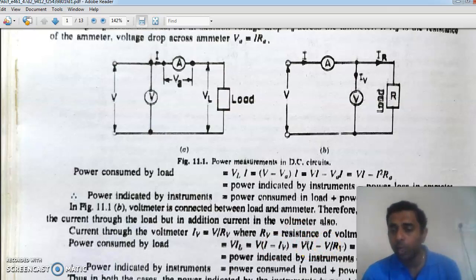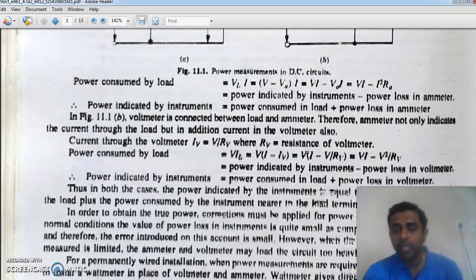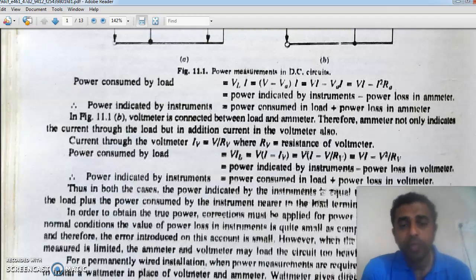Again opening it, you get VI minus the power loss in the voltmeter. So what I'm telling is that the power consumed by the load is actually equal to the power indicated by the instruments minus the power loss in the meter. Or, the power indicated by the meter is the power consumed by the load plus the power loss in the instrument. So there are differences in the two connections, but when the output is very large, this small consumption by the instruments is negligibly small. But if the output measurement is limited, or has small values, then these errors due to power consumption in the meters cannot be ignored.